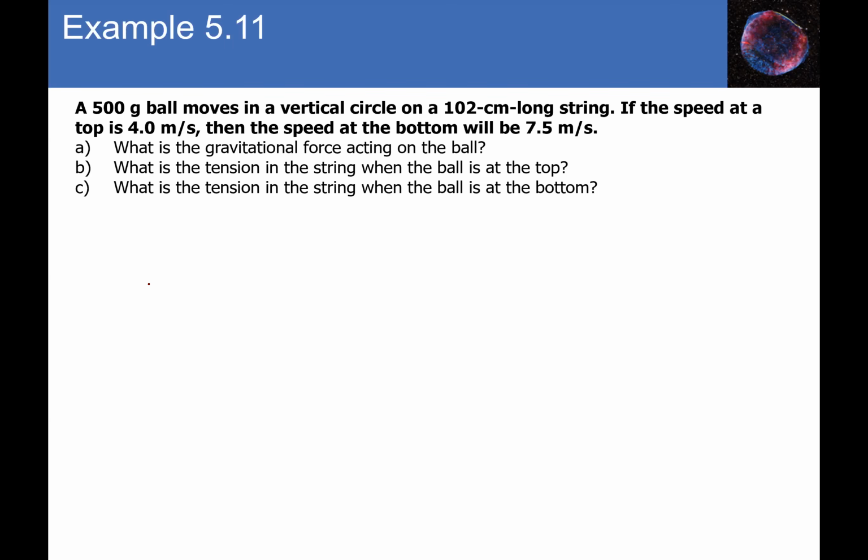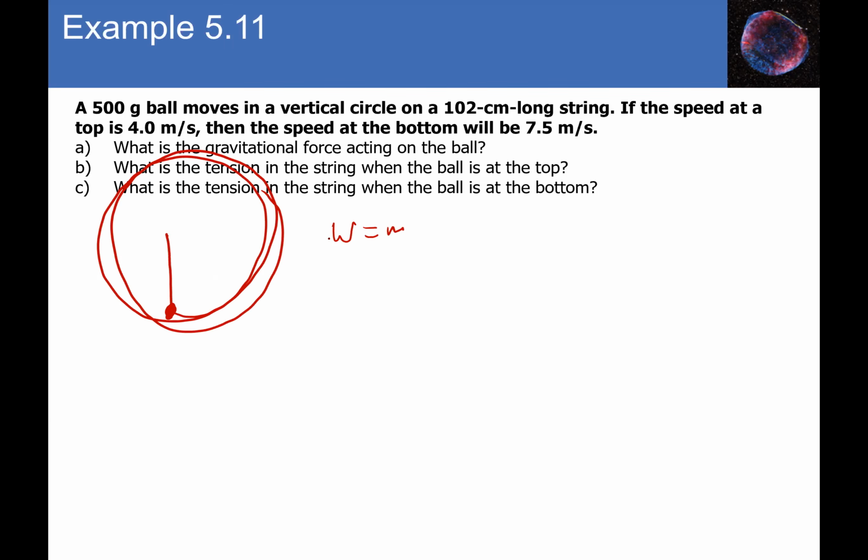So think like this. You have a ball, and here's a string, right? And you make it go around in a circle like this. So what is the gravitational force, or the weight? Well, it's simple. Part A is simple. It's just mg. You have a 0.5 kilogram ball times 9.8, basically half of 9.8. So you get 4.9 newtons. That's the gravitational force, and it's always going to be constant.